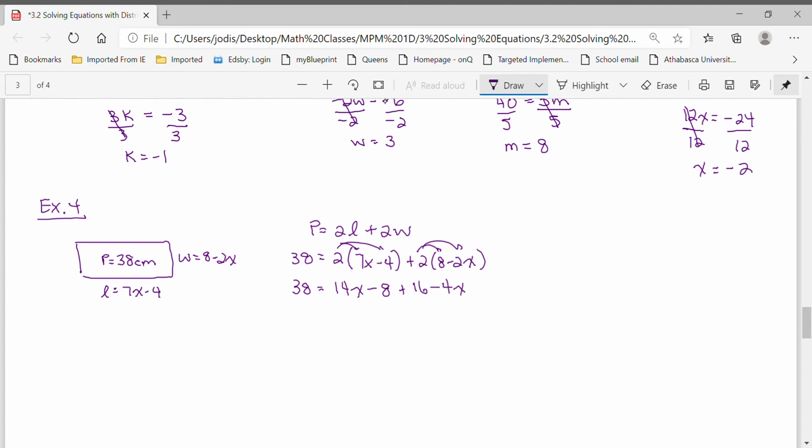So now let's collect our like terms. This time I'm just going to move constants to the left. I've got 38 already there. This -8, undo it, +8. This +16, going to become negative. And now my x's, I'm just going to leave them alone on the side they were already on. We don't need to change any signs. So 38 plus 8 minus 16 is going to be... Okay, so 38 plus 8 is 46, minus 16 is 30.